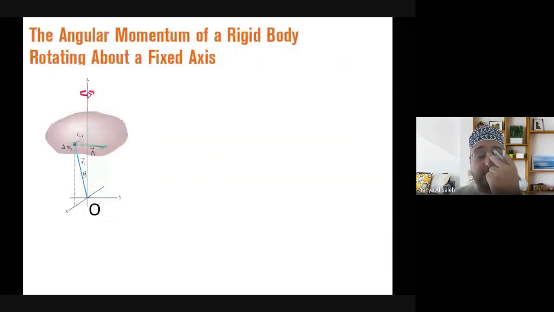Okay. What if we don't have just a bunch of dots? What if we actually have a rigid body, a fixed object? What if I have this water bottle and I'm trying to rotate it? How do I find its angular momentum? Now, m r cross v is going to be problematic because, as you remember, v is different for each point. So what do we do?